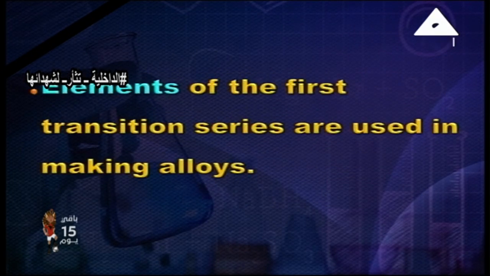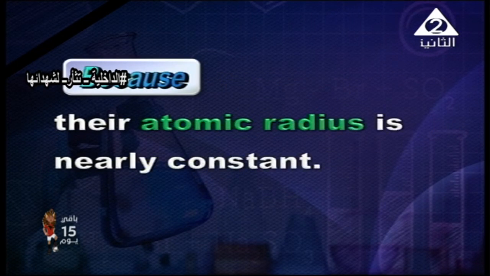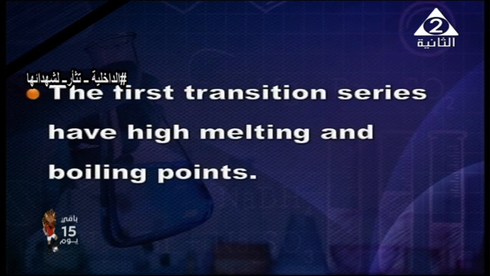Next point. Elements of the first transition series are used in making alloys. The reason is that their atomic radius is nearly constant. Next point. The first transition series have high melting and boiling points.